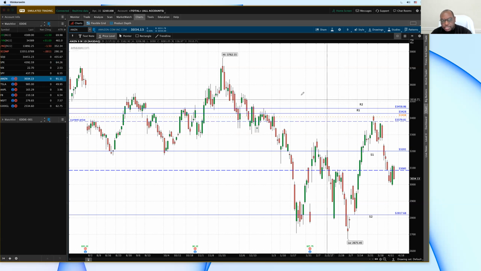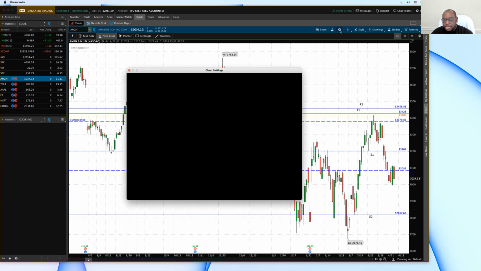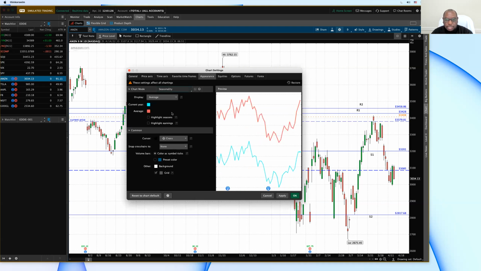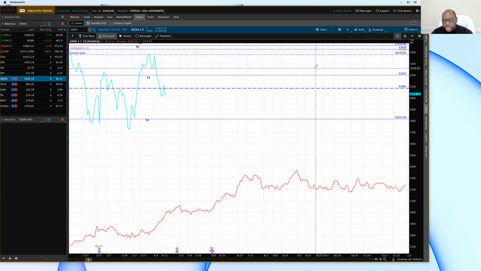let's say this is Amazon. I can probably look at the seasonality chart on that. There's two ways that I know. One way is to go into my settings here, go into appearance, change the chart mode from standard to seasonality, hit apply, go OK. Now I can see for this particular stock that is Amazon, this is the real chart. We're going down. But what does the seasonality tell us?